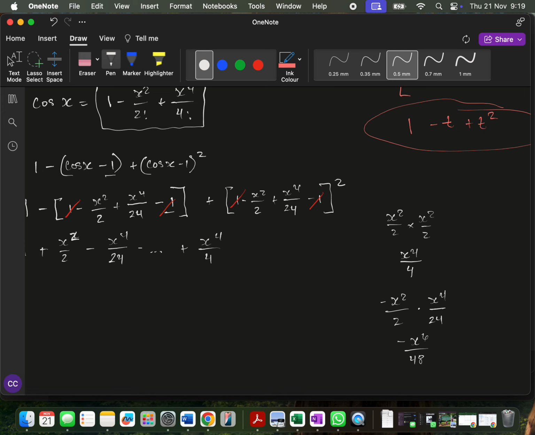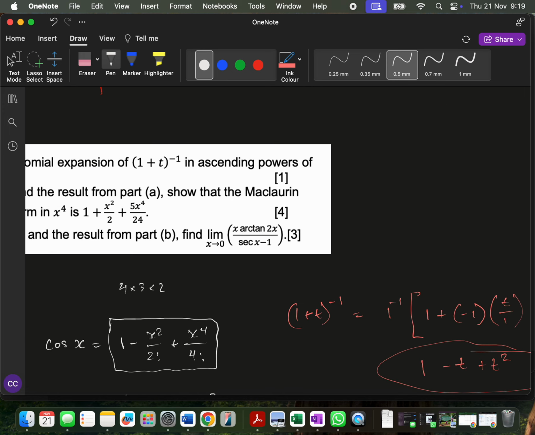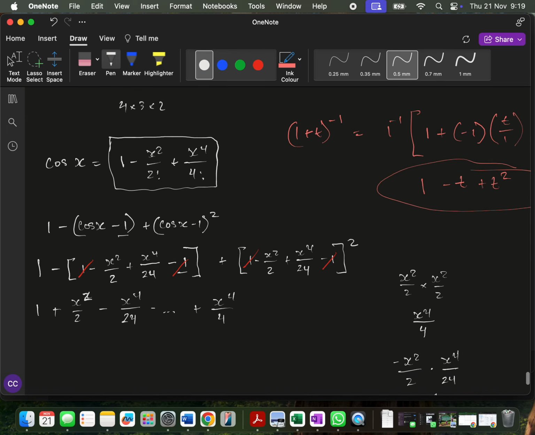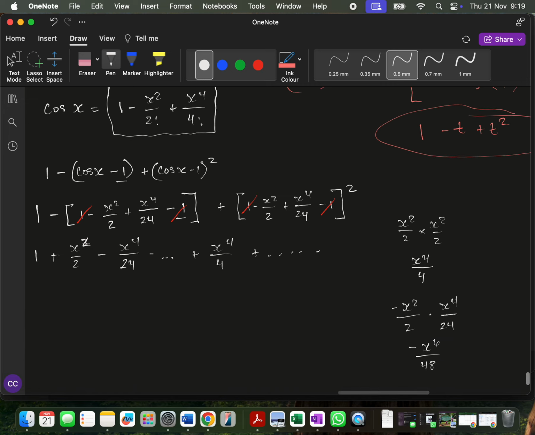Real quick though, we were only asked to find it out to the 4th power. So I think we can probably stop. Yes, there would be more and more, but as soon as we get to the x to the 6th, that's just ridiculous. We don't need to deal with that.